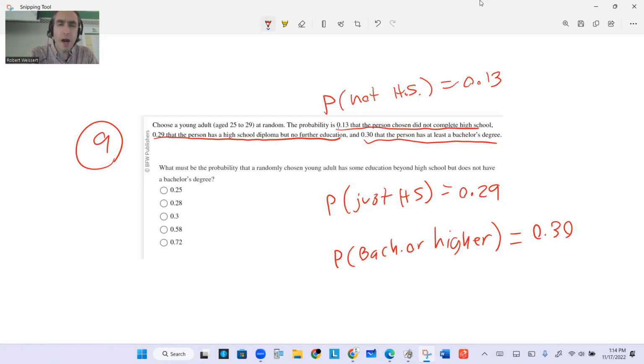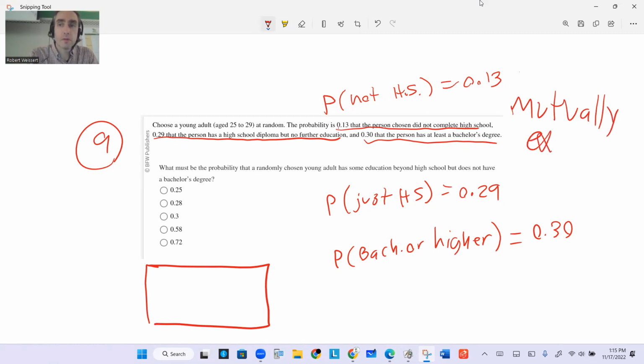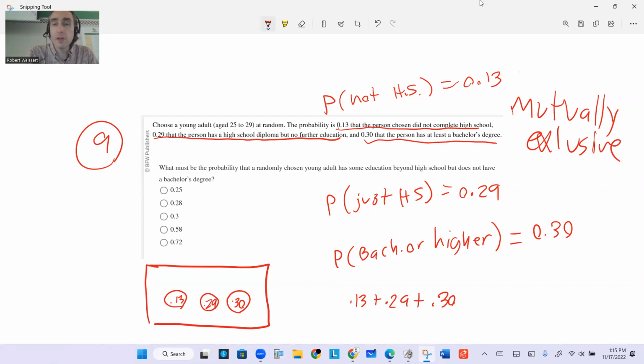Well, that's not one of our options, but let's think about this from, I guess, a whole sample space, right? These are all separate, all right? These are mutually exclusive. So none of these Venn diagram circles will overlap. But if you look at all these options, you got this 0.13, you got this 0.29, and 0.30. Well, that's not everybody. Some people start college but don't finish it, right? And if you look at these, you got 0.13, 0.29, 0.3. Guys, those are not near 100%. In fact, 13 plus 29 plus 30 is 72%.